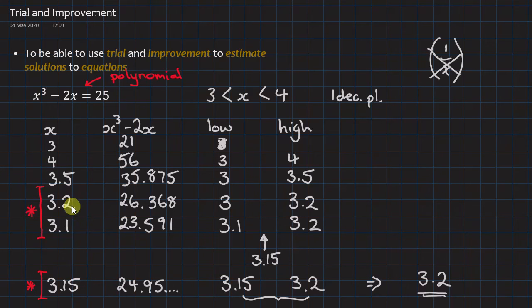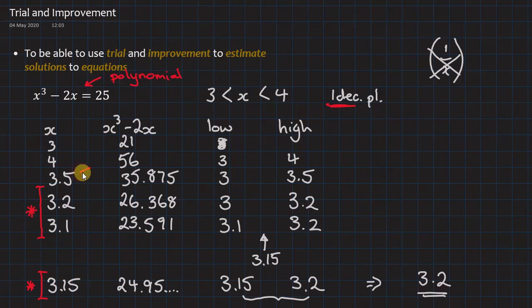You must go either side of the number at 1 decimal place. So if I'm asked for 1 decimal place, I need to know it's between 3.1 and 3.2. If I'm asked for 2 decimal places, I'd have to know, is it between 3.14 and 3.15? I'd have to know, is it between that, and I'd have to show it. So those bits must be seen.